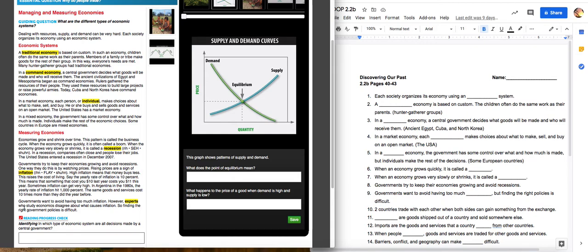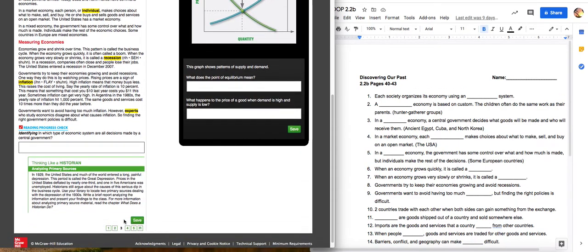Okay, continuing on. Governments want to avoid having too much inflation. However, experts who study economies disagree about what causes inflation. So finding the right government policies is difficult. Isn't that sad for us? We don't really know what causes inflation, or we can't really agree on it. And the root of the matter is, guys, I don't know about you, but I expect a pay raise when I work for a company for years and years and years. If a company said, we're never going to give you a pay raise, I would probably go try to find a job somewhere else. So pay raises are one thing that drives inflation up. People want more money, so it's going to cost more for things. All right, moving on.